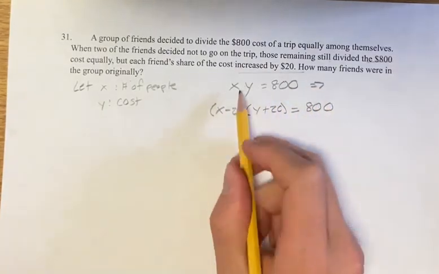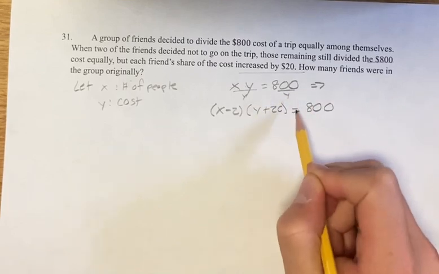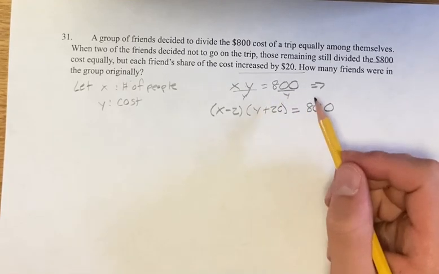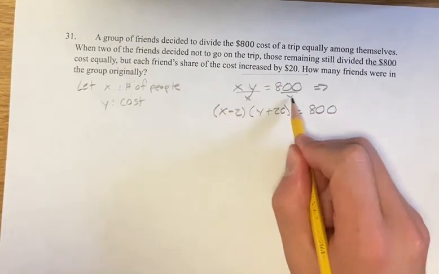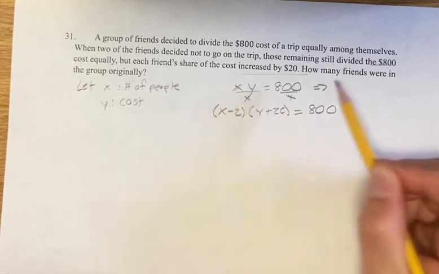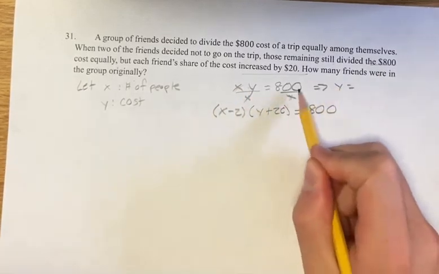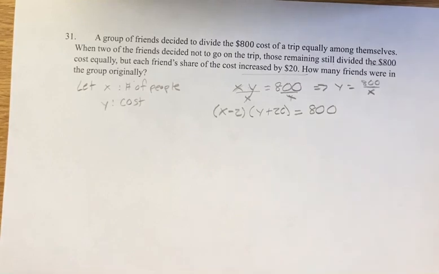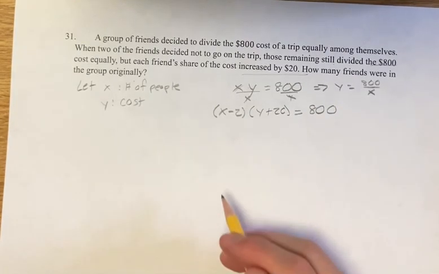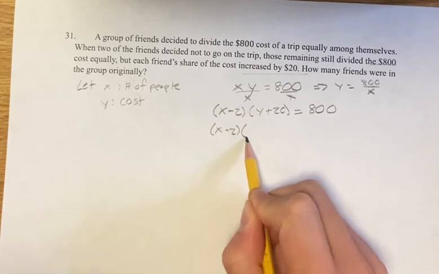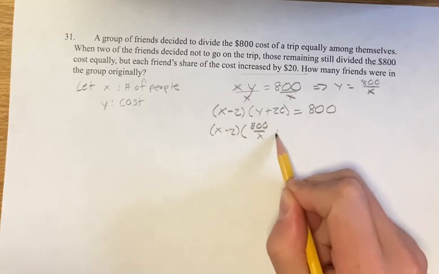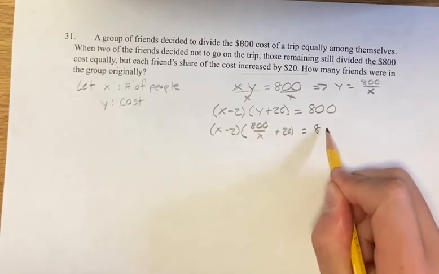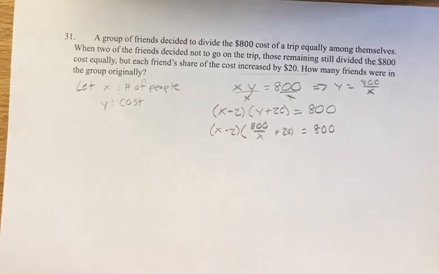If you divide both sides by Y, then you get X in terms of Y. But we actually want to do the other way. We want to get Y in terms of X. These will cancel. We get Y is equal to 800 over X. So we have X minus 2 times Y, which is 800 over X, plus 20 is equal to 800. Now we have one equation with one variable, and we can solve this. And it's not going to be as bad as it looks.